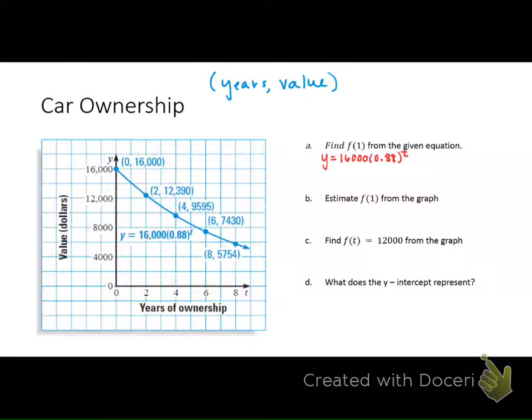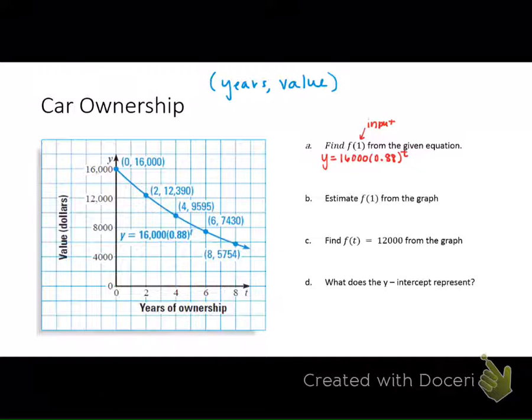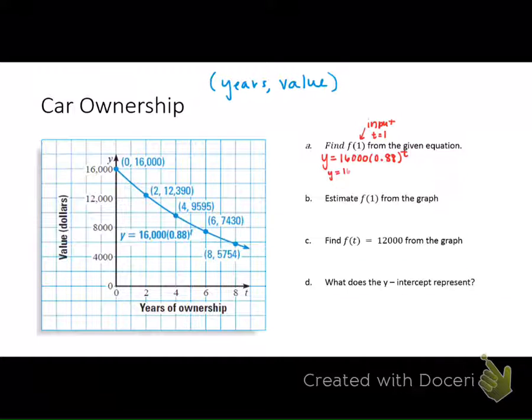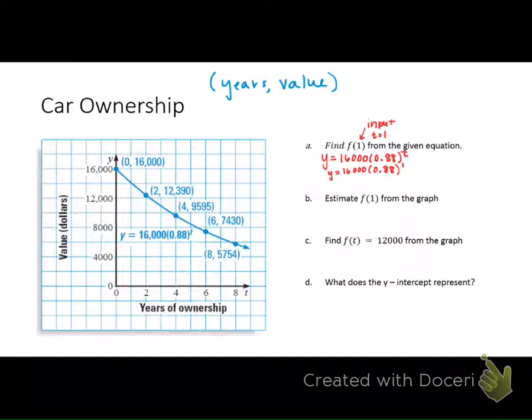So is 1 an input or an output? So what will 1 go in for then in your equation? Y or t? T. So t equals 1. So go ahead and take your calculators out, guys, and plug that into your calculators. T is an exponent, yes. T is sometimes used instead of x because it usually has to do with time, so t makes sense for time.